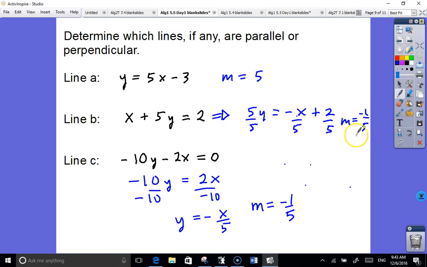What about B and C? They have the same slope, so they're parallel. Right? If they have the same slope, they're parallel. Yes, parallel lines have the same slope. So the y-intercept doesn't matter. No, we're just comparing slopes, right? A and B, A and C are perpendicular. B and C are parallel.